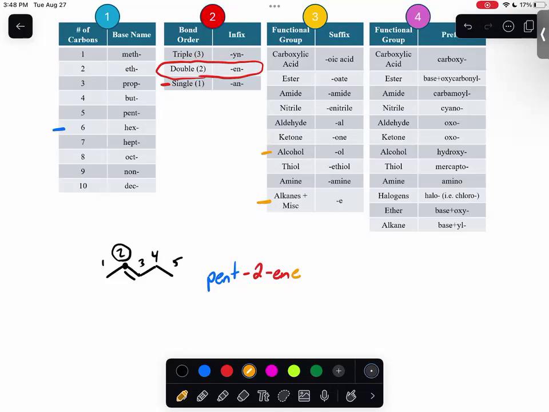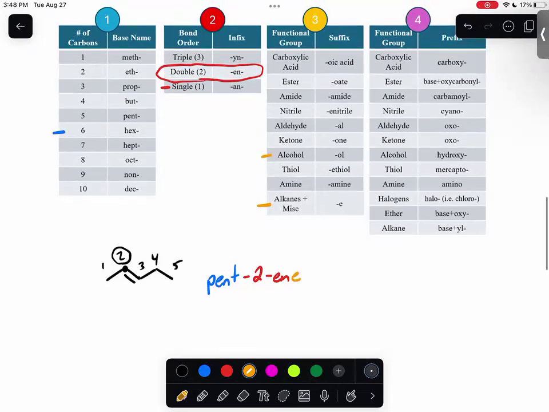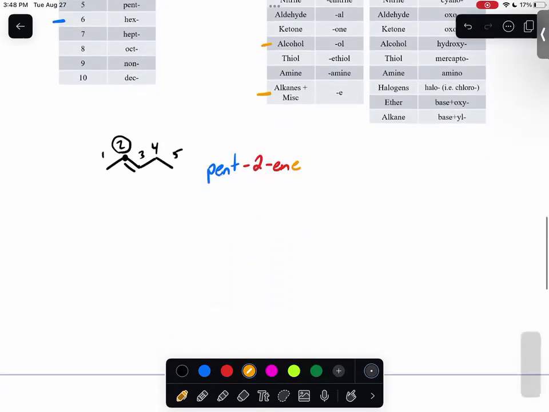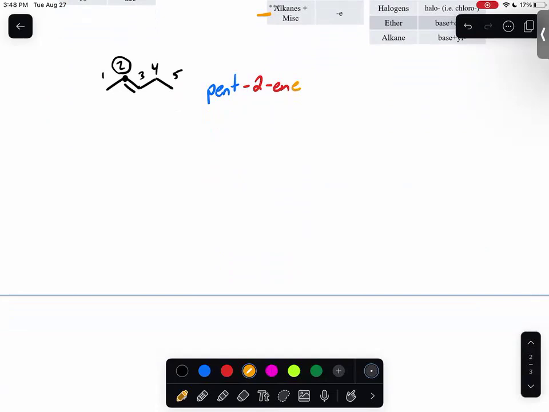Now, that being said, there are a couple things left over because we still haven't touched number 4. And the reason is because number 4 is the final thing that we should pay attention to. It's going to be prefixes. But to get to that, we have to understand the idea of having multiple functional groups. And to do that, we're going to talk about the main chain now, right? So we're going to talk a little bit about what is main chains versus side chains.